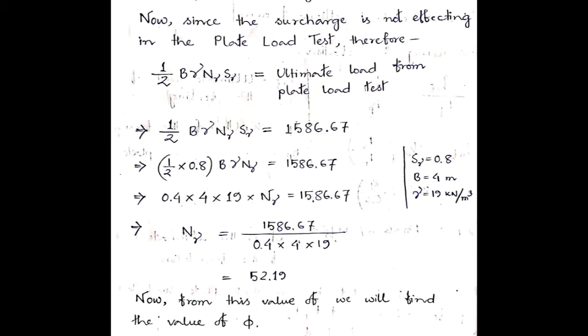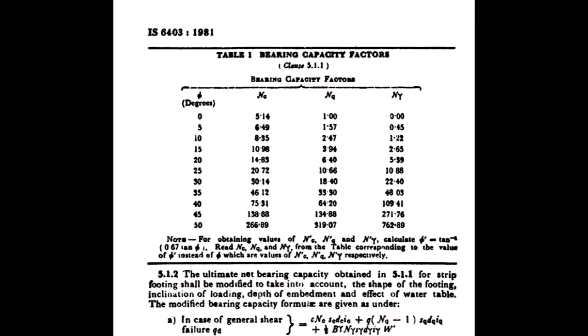So equating these two, we find out the value of N gamma. Now corresponding to this N gamma, we will find out the value of phi because we do not know the value of phi in this case. Now this table we already know. This is from IS 6403, the table where we find the values of NC, NQ and N gamma corresponding to phi values. Generally we know the phi value and then we find out the NC, NQ and N gamma values, but in this case we are going in the opposite direction. We first found the N gamma, then we will be finding the value of phi.